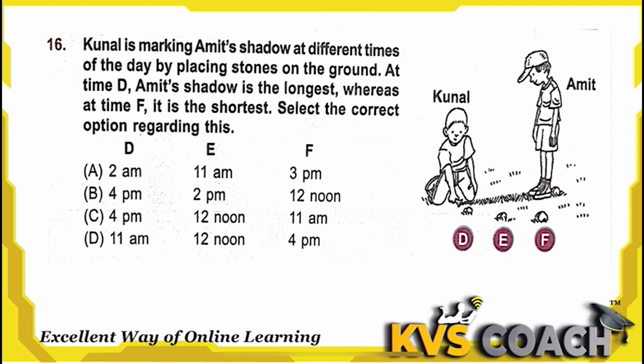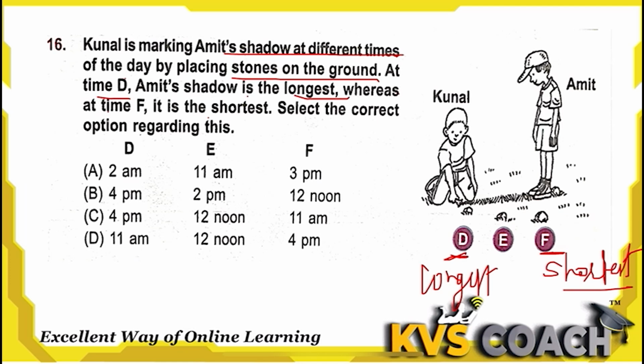Next question: Kunal is marking Amit's shadow at different times of the day by placing stones on the ground. At time D, Amit's shadow is the longest, whereas at F it is the shortest. In the mid afternoon it is shortest, and in the evening or morning it is longest. Select the correct option regarding this.